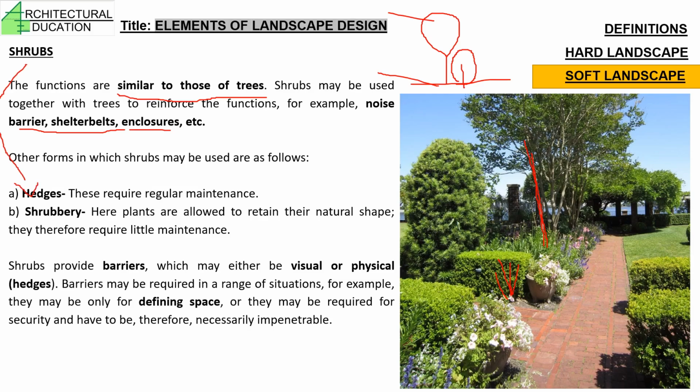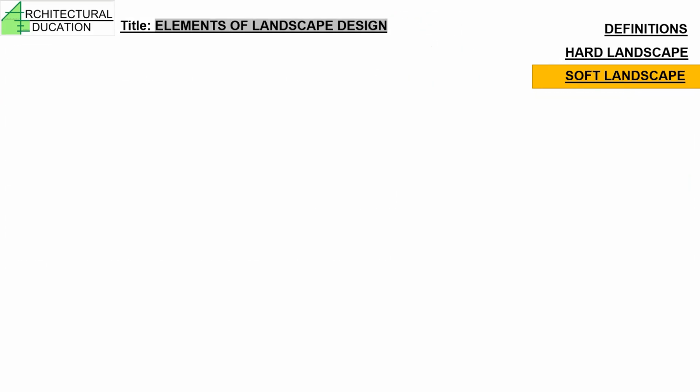Shrubs can be understood with two ideas: hedges and shrubbery. If you can see over here, there is a properly shaped cutout. That is called a hedge, with regular maintenance. What is shrubbery? These are all shrubbery, which means they are not maintained and are allowed to grow naturally. So shrubs provide barriers, and they also provide visual and physical hedges, defining the spaces. These are some of the benefits of shrubs.